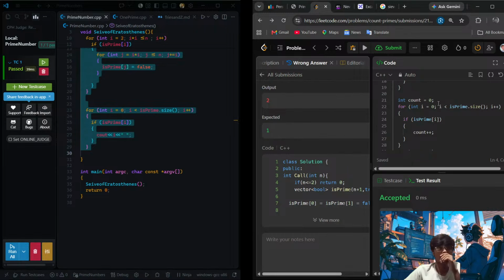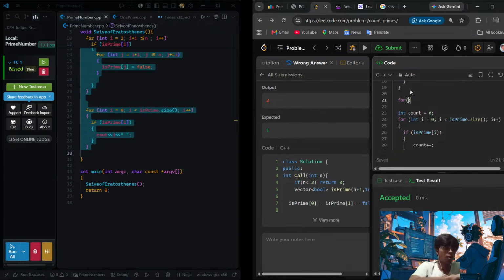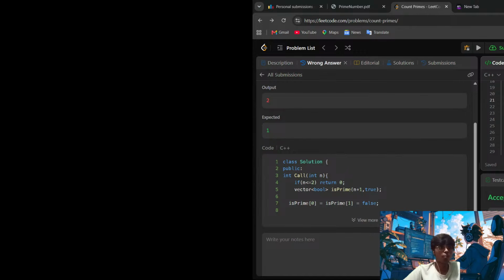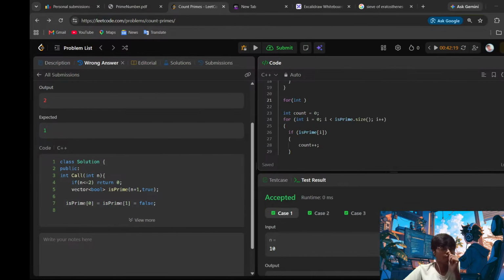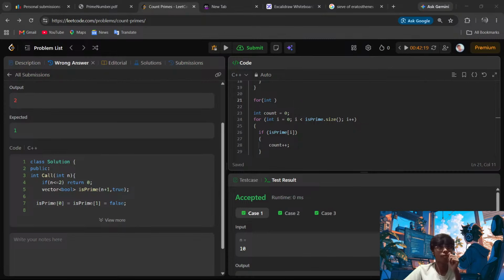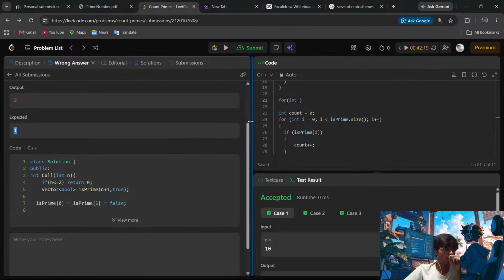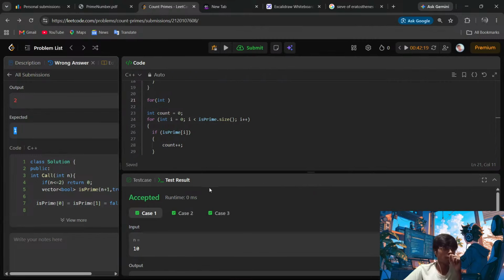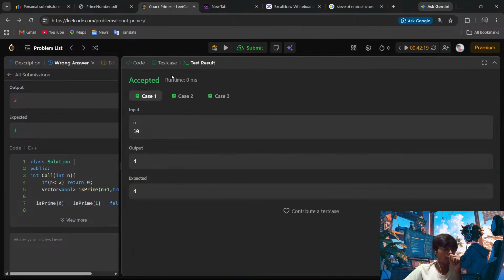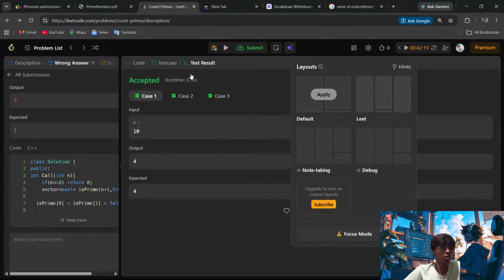Something went wrong. Let's see. For int, just remove this. I will open this in full screen. Now let's see, what is the problem? Where is that question?